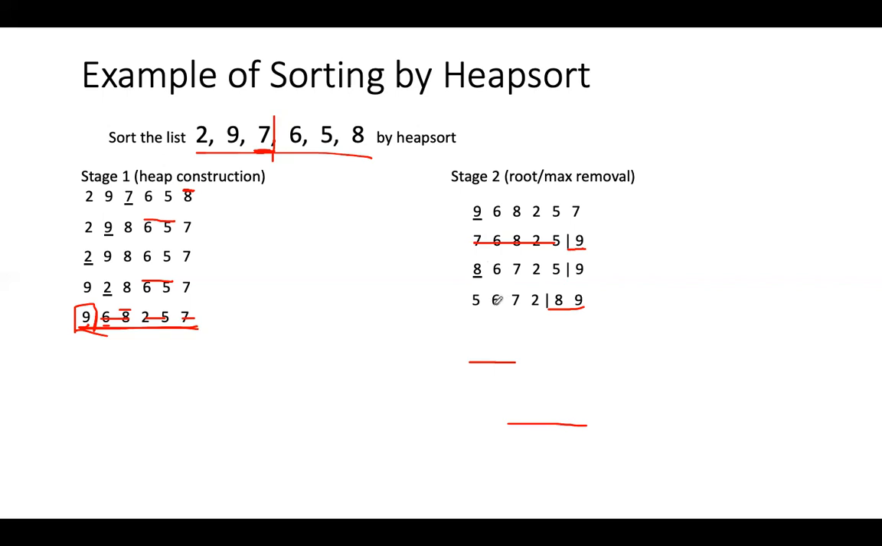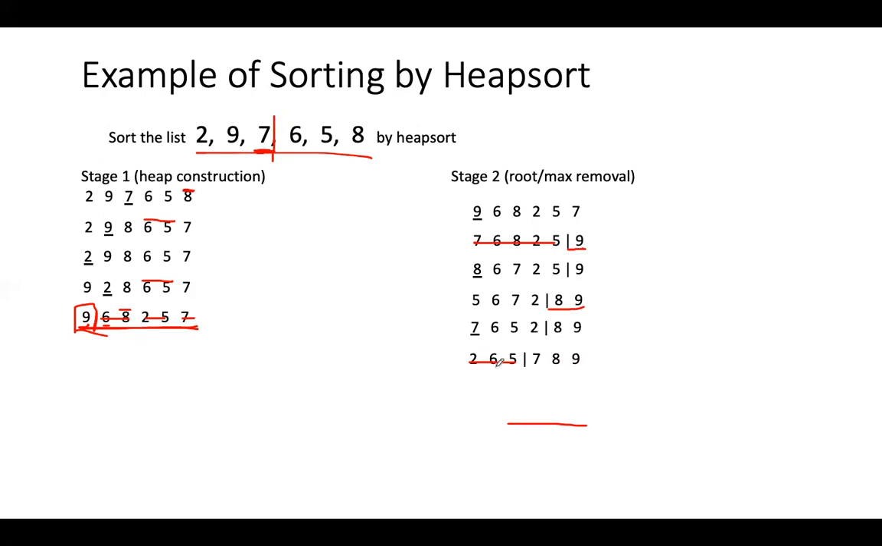But heap condition is not satisfied since 5 is less than 6, 7, its children. So swap it with 7. This is the new heap. In this new heap, 7 is the root. Remove 7, swap it with 2. So 7, 8, 9 are sorted.